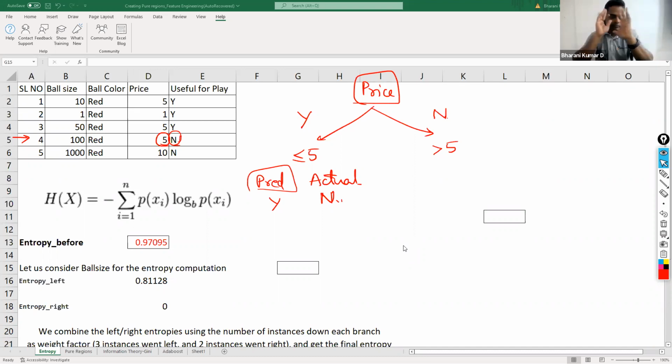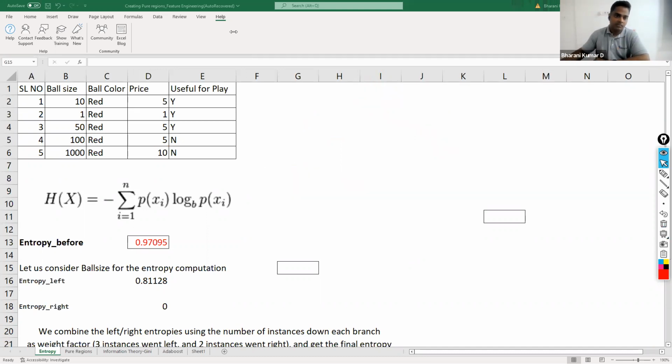Hold on. We'll get there. Venkatesh, we'll get there. Hold on. Okay, first, let's complete this. What do you mean by greediness, Venkatesh?